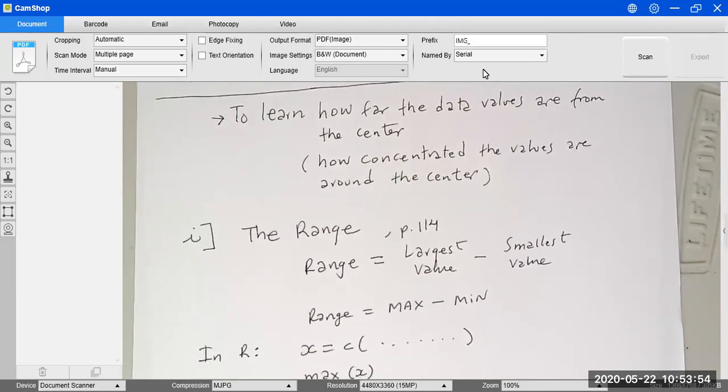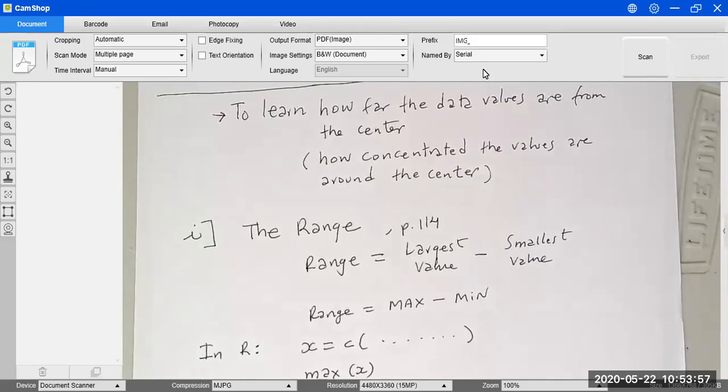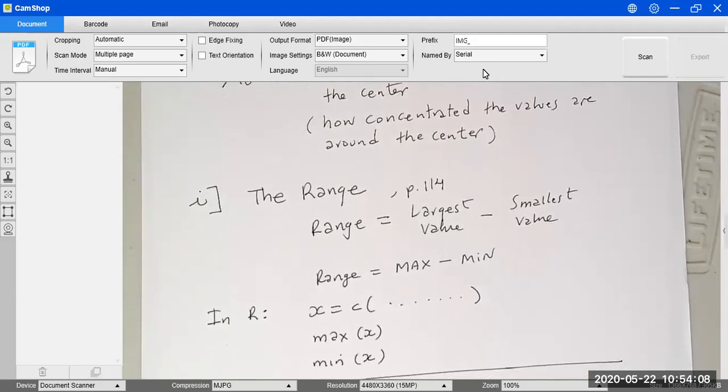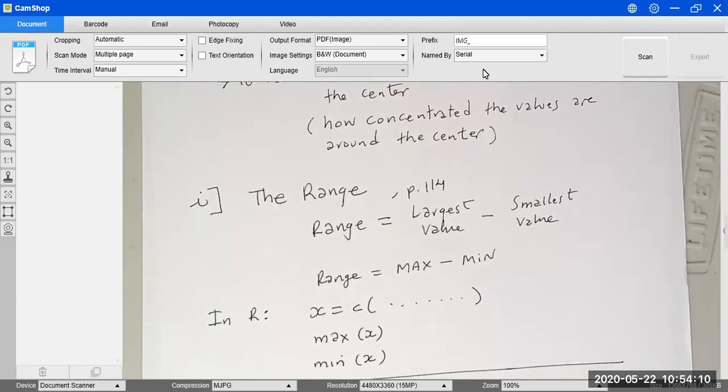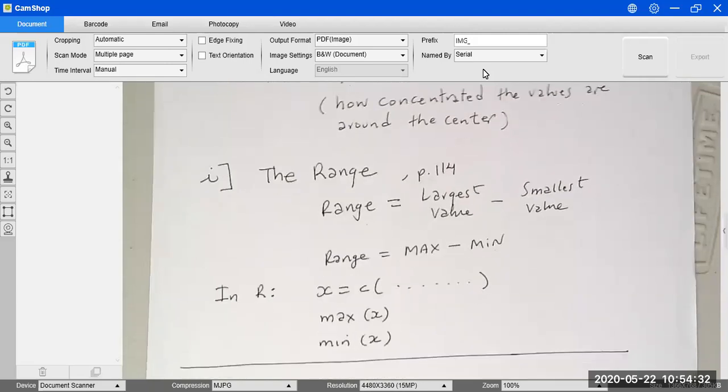So in R, we can just enter our data set as usual. X equals lowercase c, then parentheses, then we enumerate all the values in our data set. Then we close the parentheses, and we can use two functions to find the maximum value or the minimum value. If you have hundreds of values, these functions are very helpful, maximum and minimum of X. Otherwise, if you have few data values, then you can just find the maximum and the minimum by inspecting the data set.